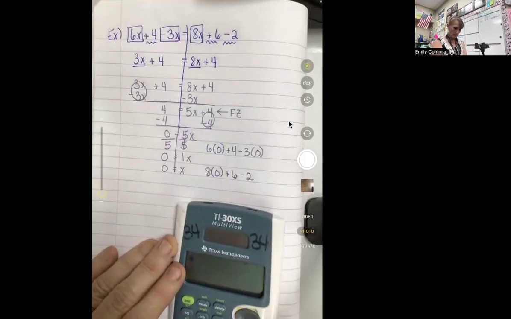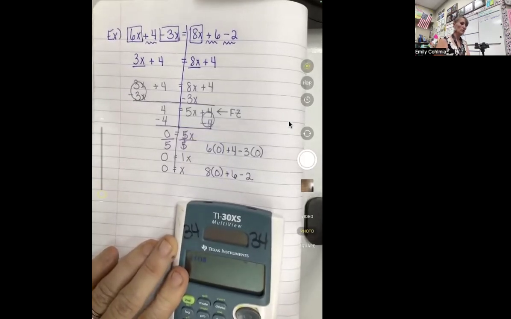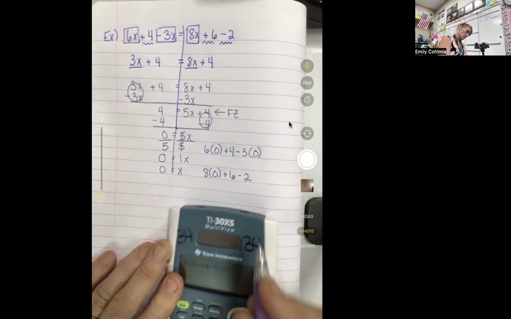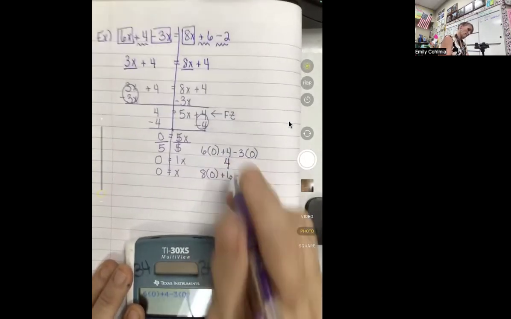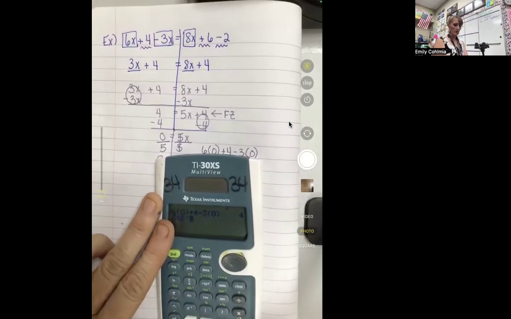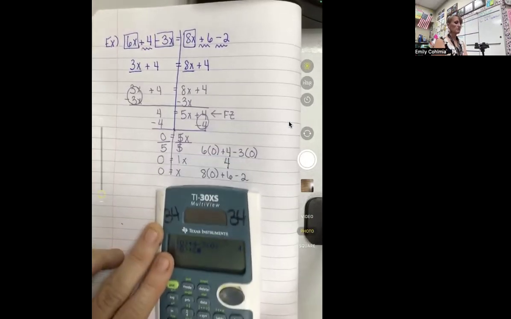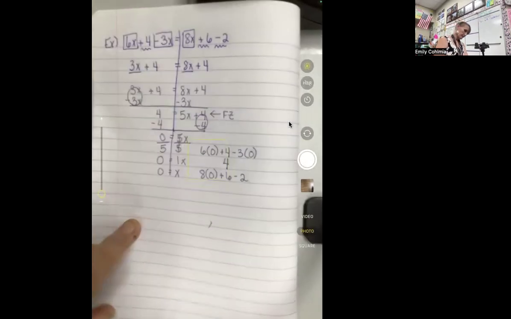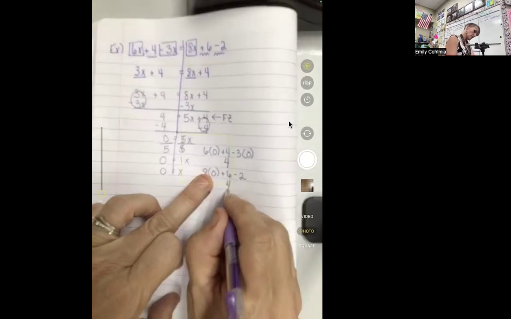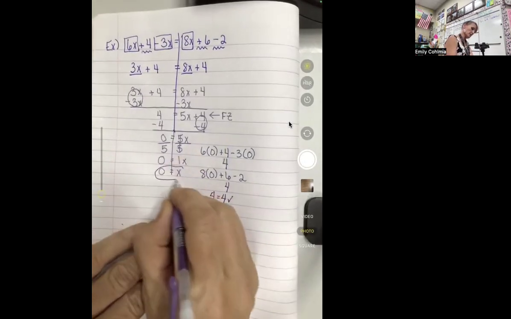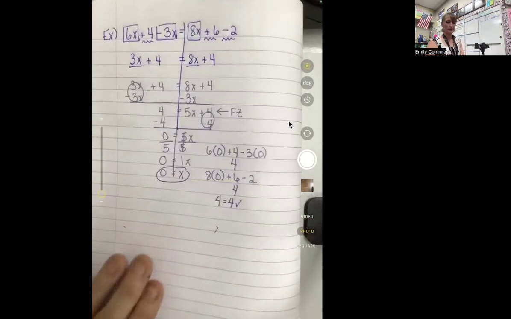So 6 times 0 plus 4 minus 3 times 0 is going to give me 4. So this side equals 4. And let's try the other side. So 8 times 0 plus 6 minus 2 also gives us 4. So this also equals 4. So we know that our equation is balanced, and therefore we know that our answer is the correct answer.